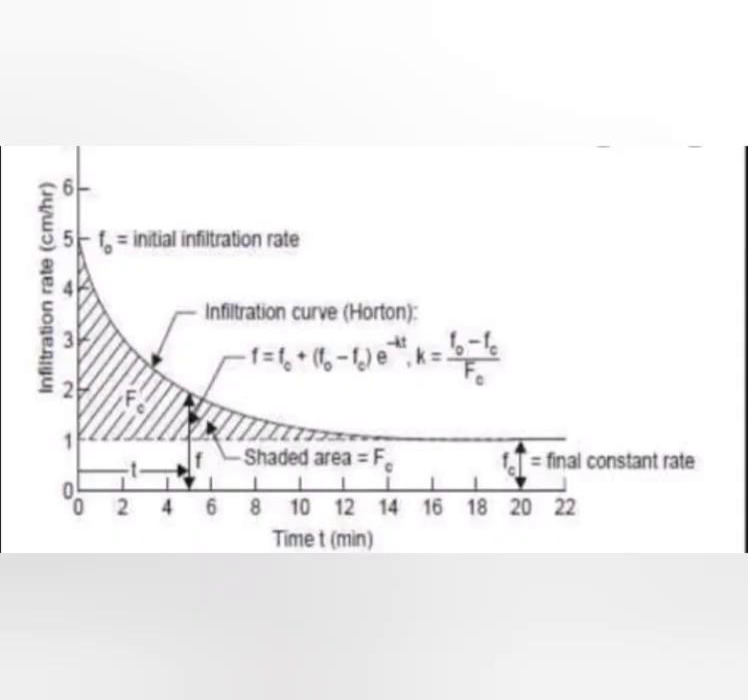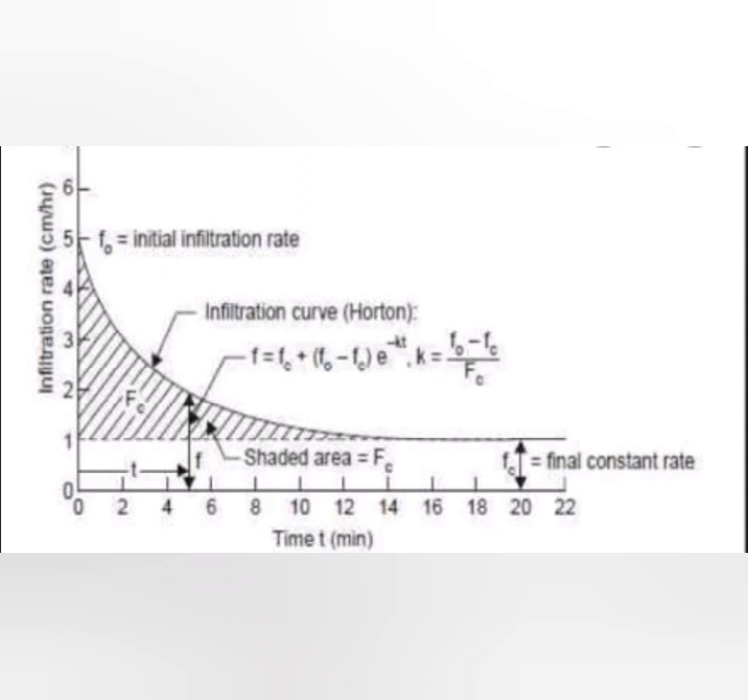Now we have the Horton's infiltration graph here. In this infiltration curve, we can see the infiltration rate on the y-axis having unit centimeter per hour, or it can be mm per hour, and on the x-axis we have the time. Time can be in minutes or in hours. This graph depicts the rate of infiltration decreasing with time.